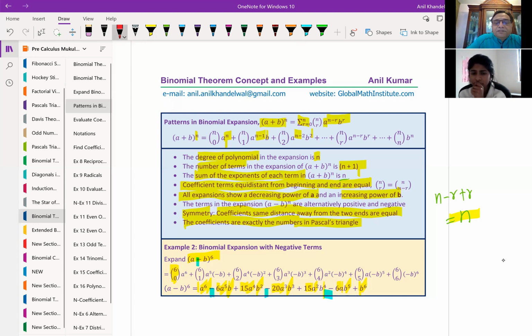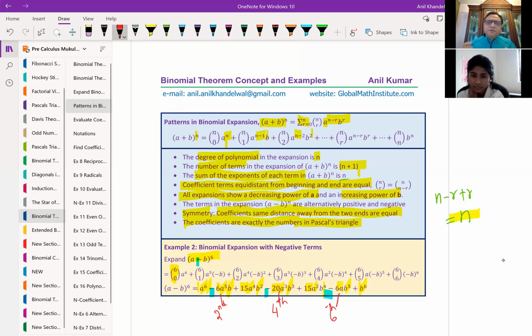This is which term? This is the second term. Do you see that? This is the second term. This is the fourth term with a negative coefficient. This is the sixth term. So even-numbered terms will have a negative coefficient in the case of a minus b. It's a good thing to remember, right?